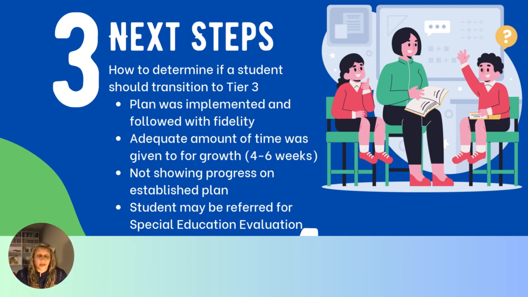I will quickly talk about how to determine if a student transitions out of MTSS is needed. First, the plan must have been followed with fidelity. If a qualified educator was not able to complete the intervention with frequency and that upped intensity, then the student needs to spend more time in Tier 3 and be given an opportunity to demonstrate growth. The student has to have adequate time on the plan. Generally, this is 4 to 6 weeks. If the student still isn't showing growth, then the next step is to determine if the child will be referred for special education evaluation.